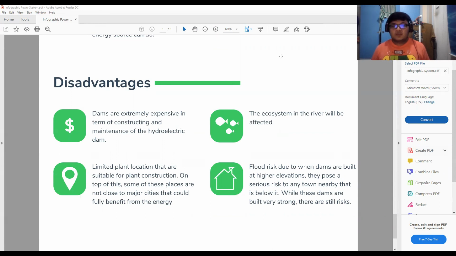And last, flood risk: when dams are built at higher elevations, they pose a serious risk to any town nearby that is below it. While these dams are built very strong, there is still a risk.